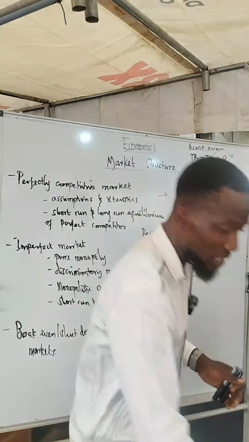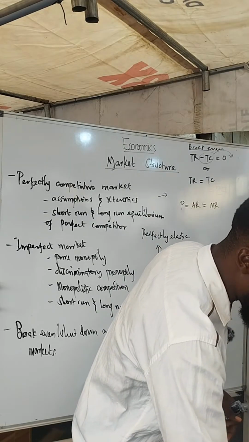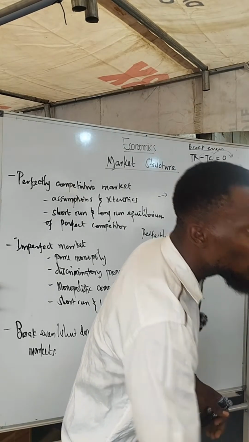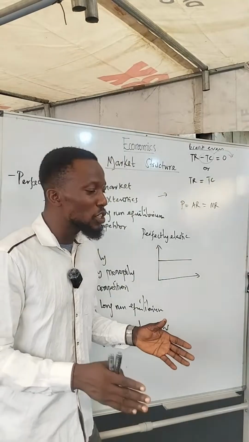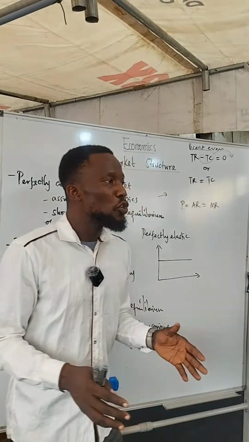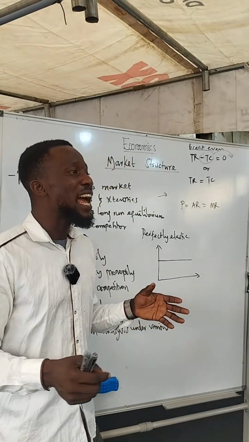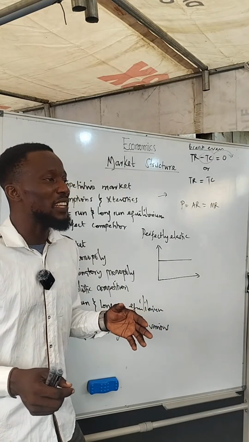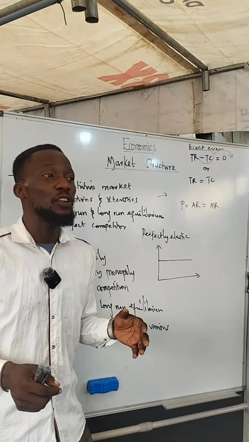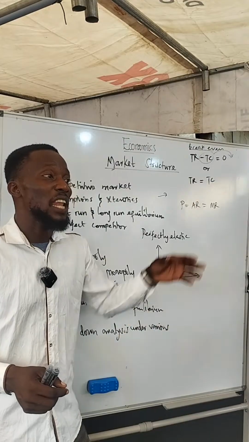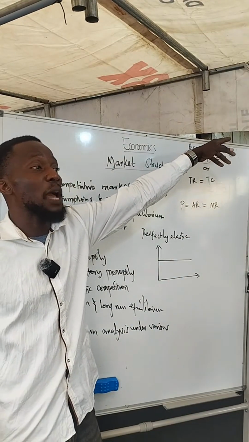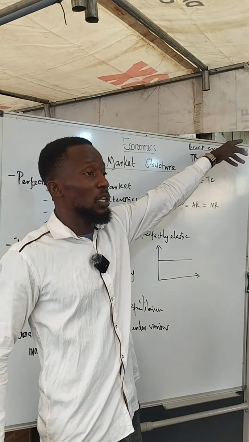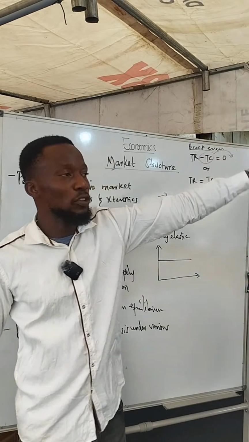So we move to the next part. Now I am trying to put two resources together so that you will understand what we are doing. In a perfectly competitive market, the consumer is regarded as the king, just like in a capitalist economy. Is that taken?